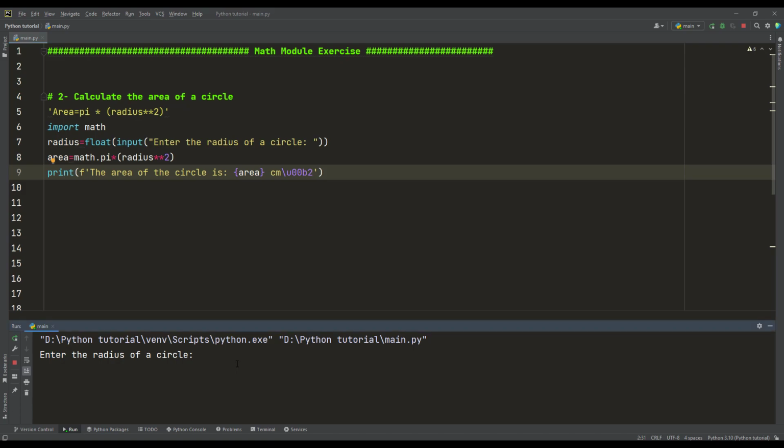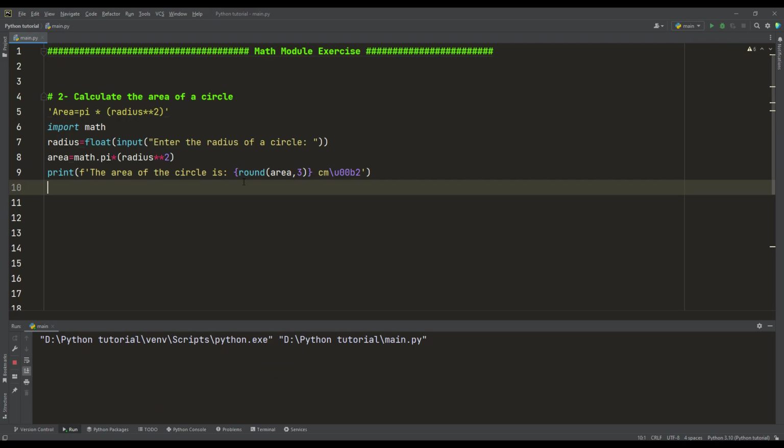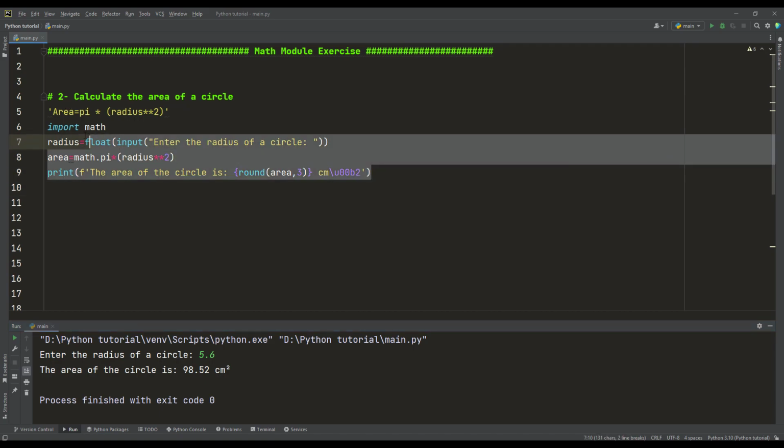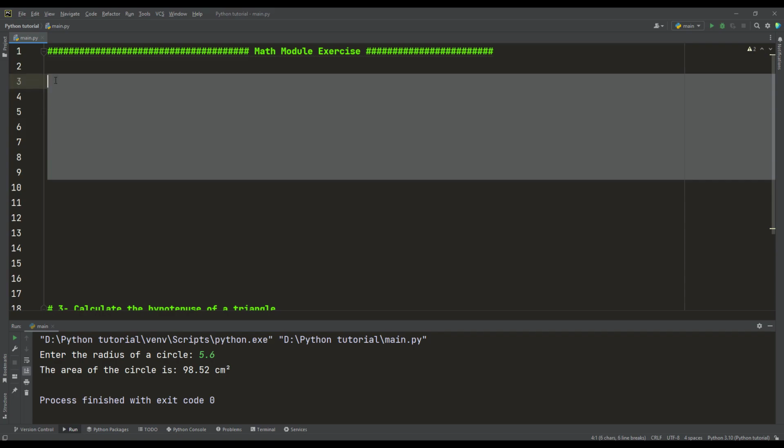If I have a radius of 5.6, then the area will be like this, in squared centimeters. And usually don't forget to use the round function on this area, and usually use 3 floating points as a standard of calculation. Here we have the area of a circle calculated based on its squared radius.